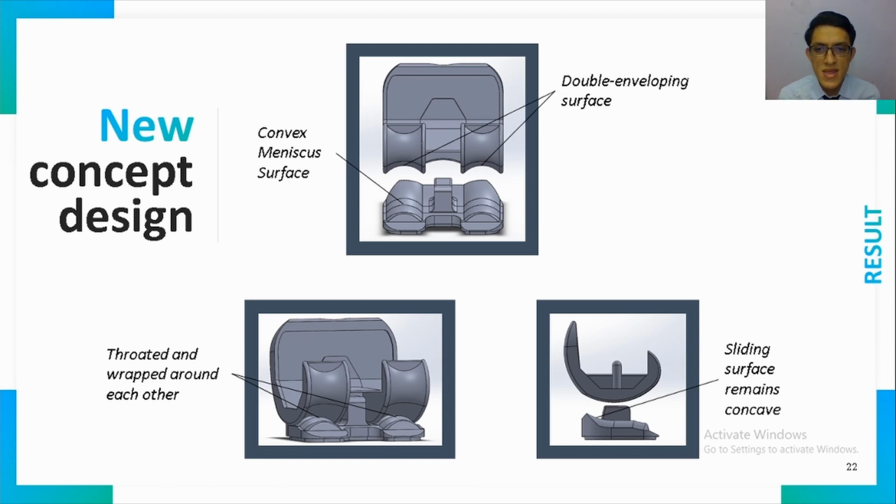The meniscus sliding surface remains concave in the anterior-posterior direction to conform to the shape of the femoral component. The femoral condylar double enveloping contact surface gives a smooth sliding interface between components with a large contact area.